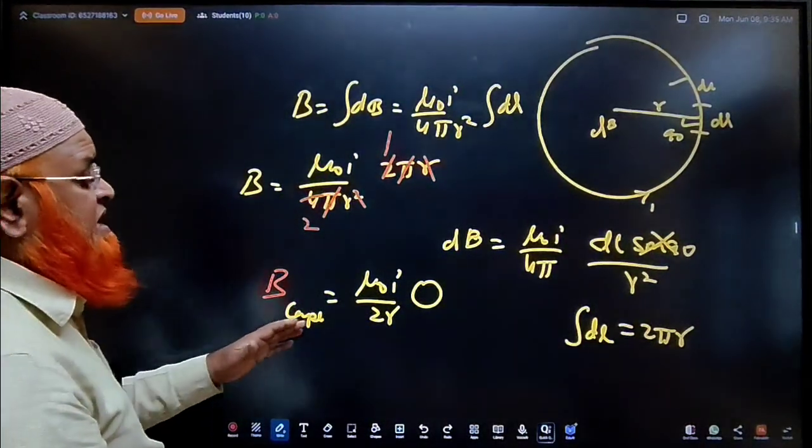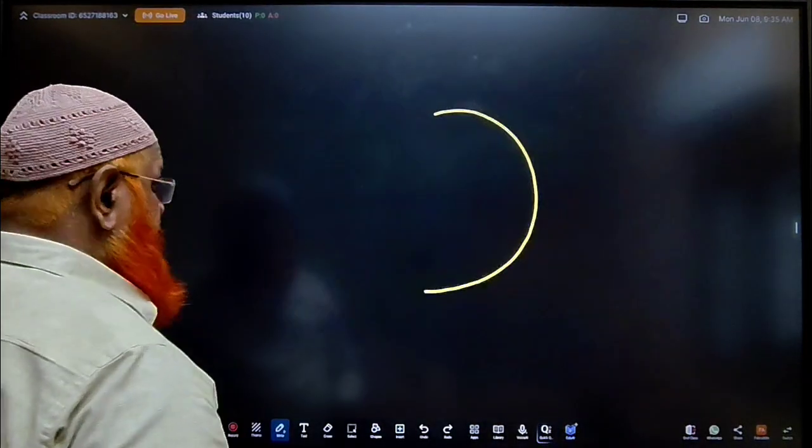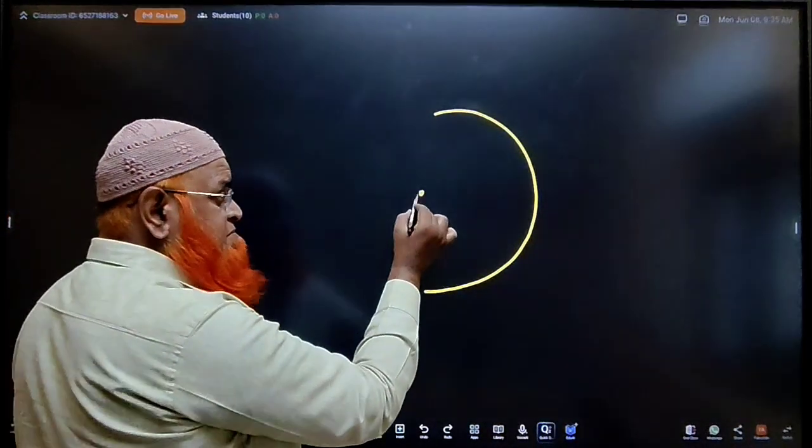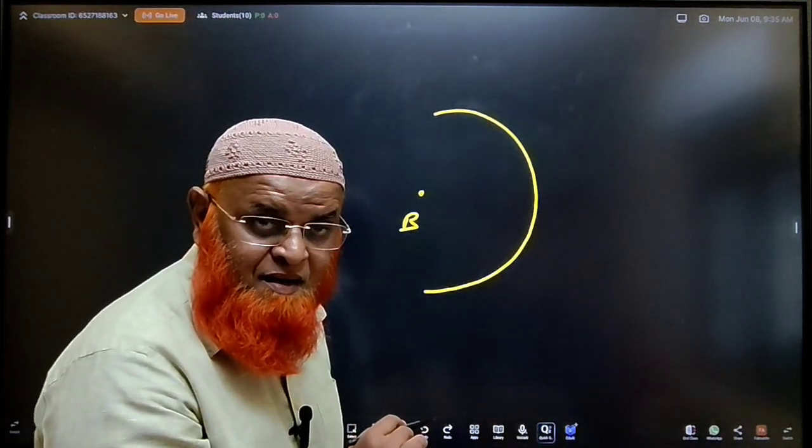So this is for a complete circle. This formula mu naught I by 2r is for a complete circle. And if I take a half circle, what is the magnetic induction in the middle? Very simple. What is the answer?